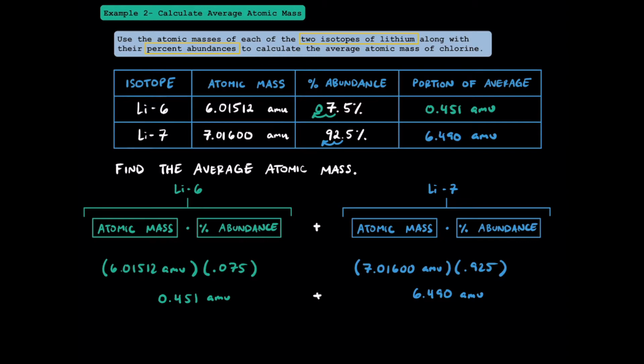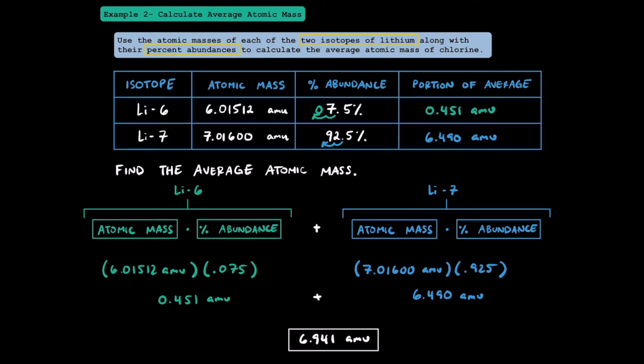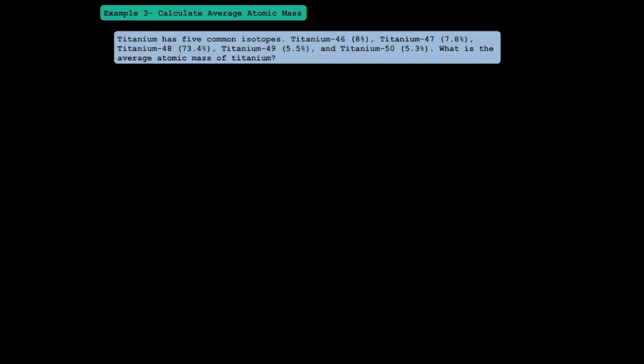Adding these AMUs together, we're going to get an average atomic mass of about 6.941 AMUs. That's the average atomic mass of lithium. Now let's try calculating the average atomic mass when we're not given a table to organize our information.